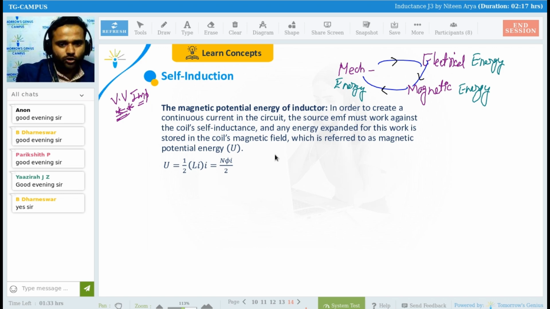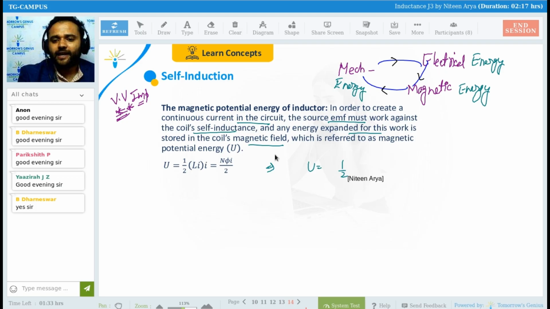Good. So, the magnetic potential energy of an inductor: in order to create a continuous current in the circuit, the source EMF must work against the coil's self-inductance. Clear enough? And the energy expended for this work is stored in the coil's magnetic field. Clear enough? Which is referred to as magnetic energy, or magnetic potential energy, and that is very easy: half Li into I, you can say 1 by 2 Li square.